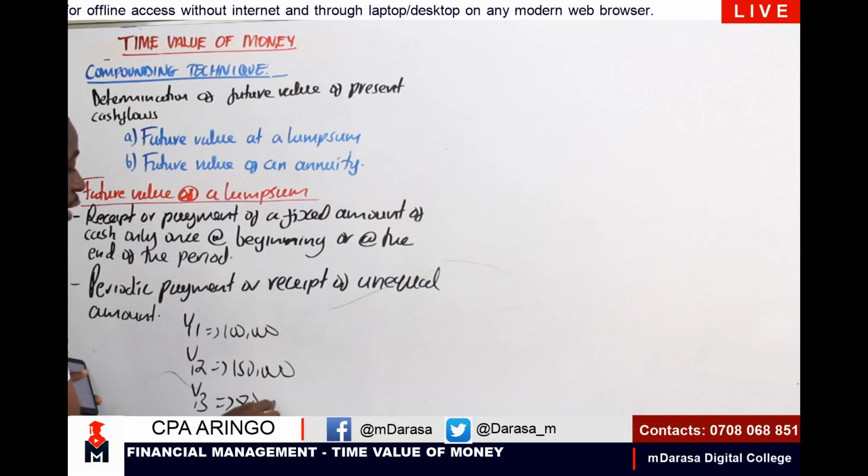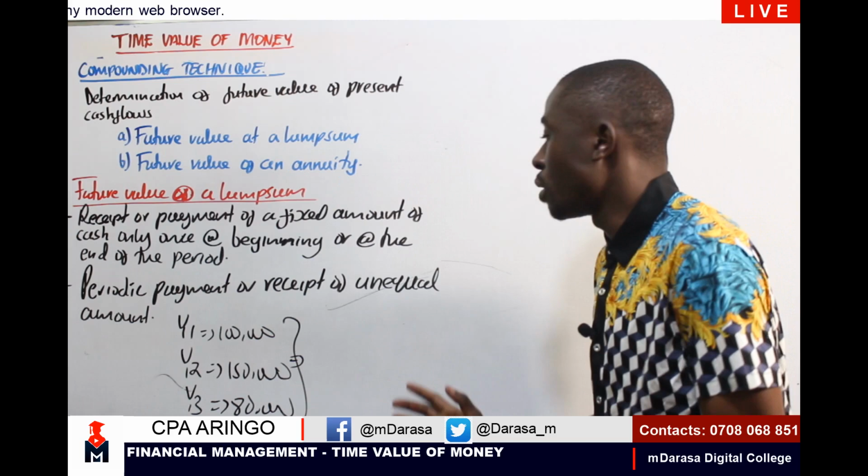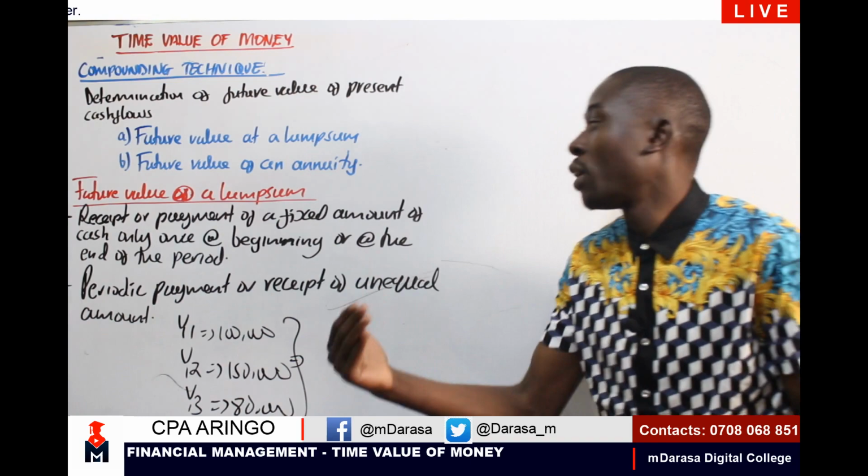So what can this also be referred to as, in time value of money and future value? The technique that we're going to use is for a lump sum, whereby I'm receiving a periodic payment or receipt of an equal amount. Very key that we grasp that.